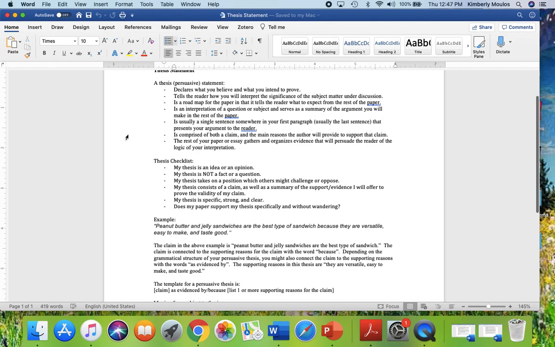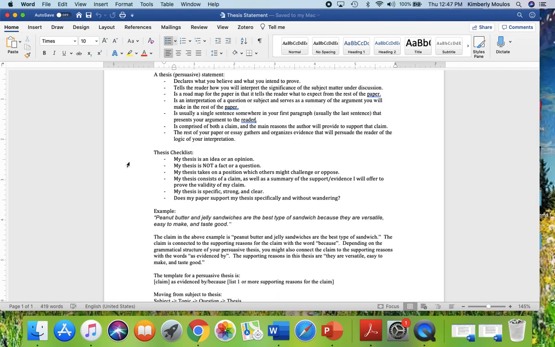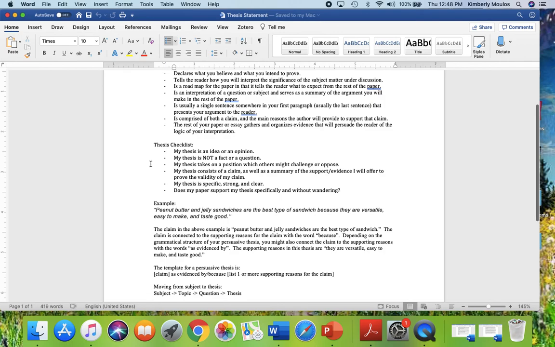So next, I have a thesis checklist. Once you are at the point where you have a thesis statement, please go back to this handout and look at this checklist and make sure that it meets all of these requirements. So my thesis is an idea or an opinion. It is not a fact or a question.